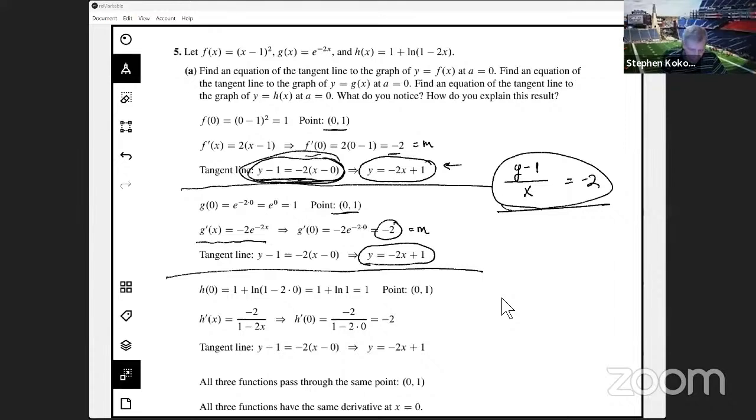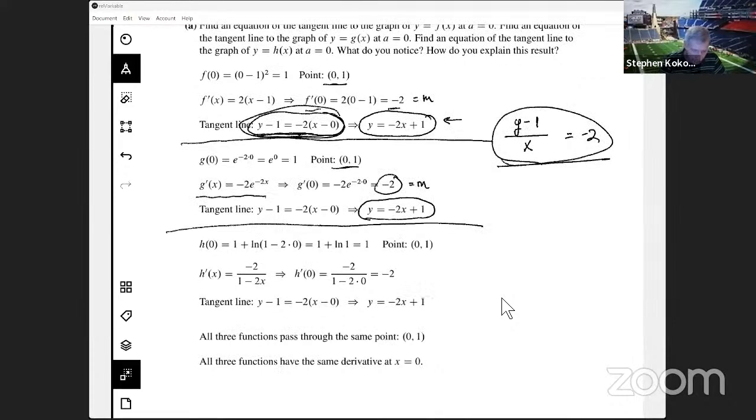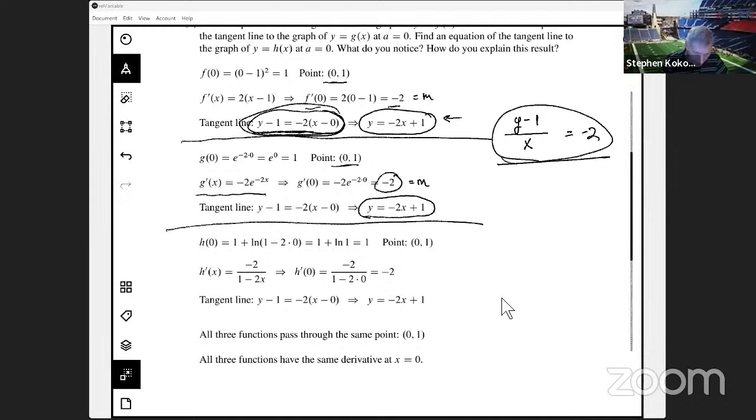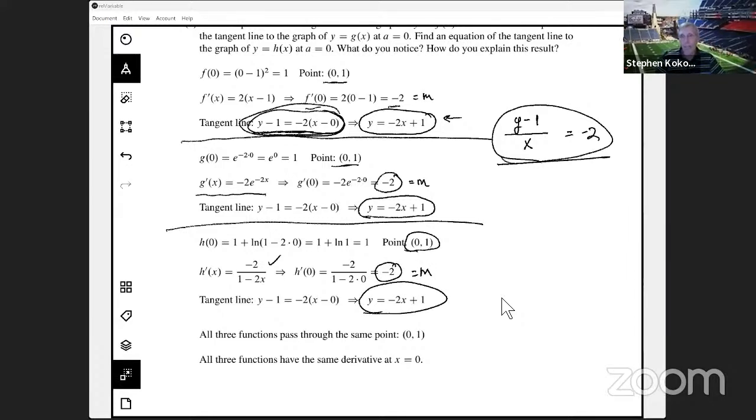Boy, could that happen for a third one? Let's see. H of 0, well, I plug in a 0 here. I've got the log of 1, which is 0. So son of a gun, it goes through 0, 1. How do you take the derivative of this? Well, term by term, the derivative of 1 is 0. The derivative of that log function, remember, is the derivative of the argument divided by the argument. So there it is. I plug in a 0. Wow, there it is again. Same slope, same tangent line.